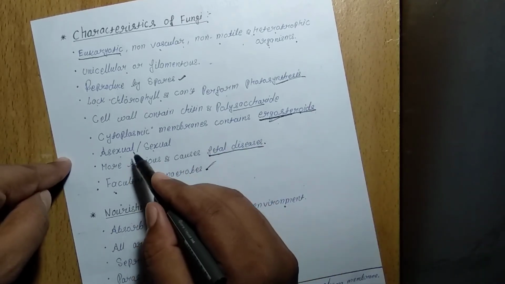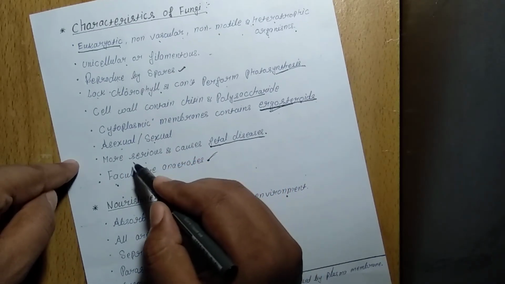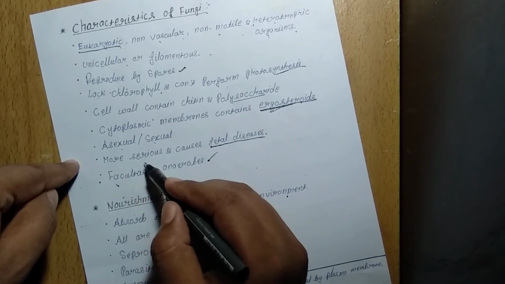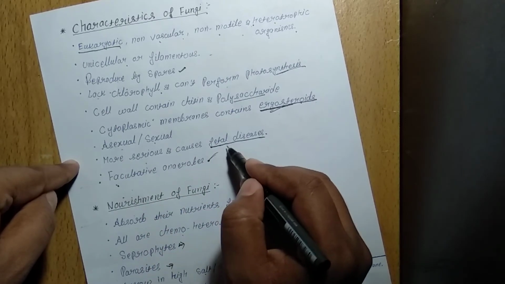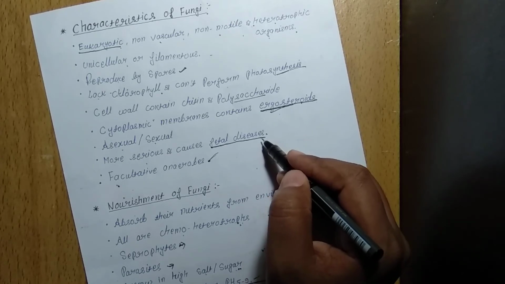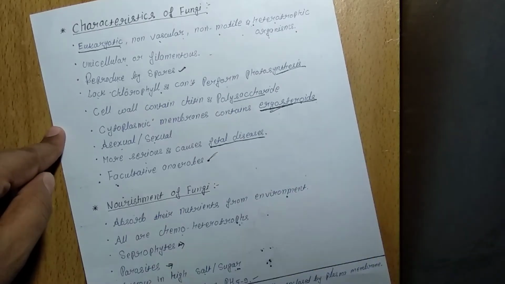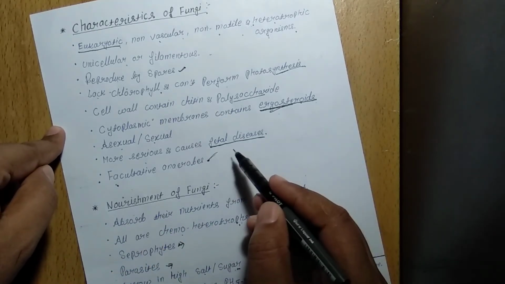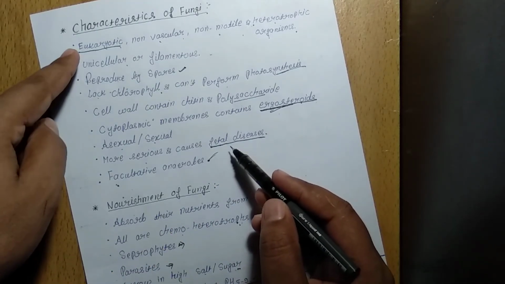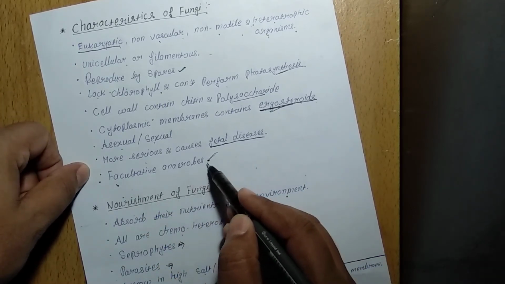Fungi reproduce both sexually and asexually, and they can be serious and cause fatal diseases. Fatal disease means it is capable of causing death of the organism. And the fungi are facultative aerobes.